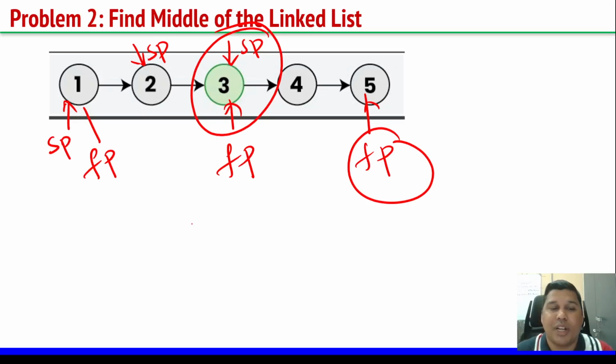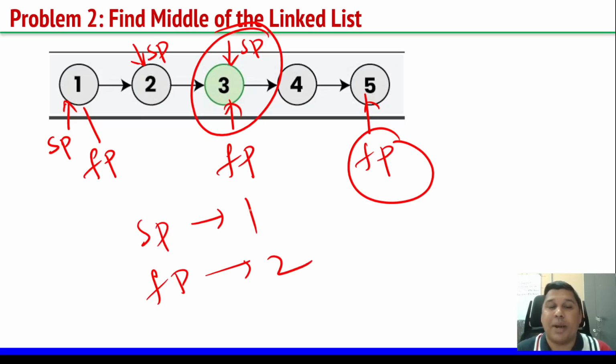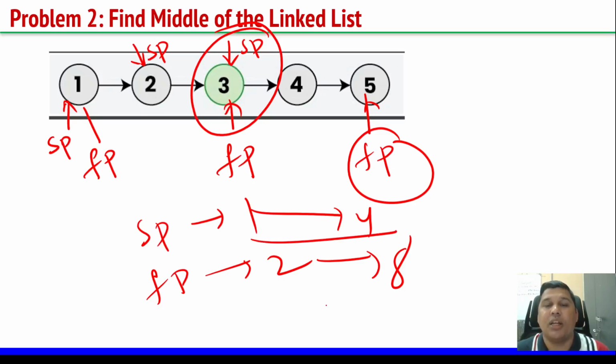That is why, if it is jumping 1 step and it is jumping 2 steps, by the time this reaches 4, it will reach 8. So we are coming almost to the middle of the list.